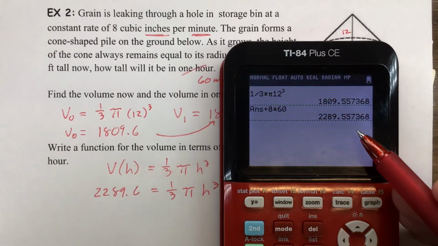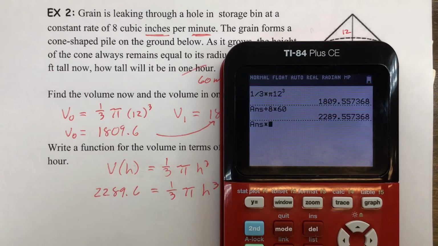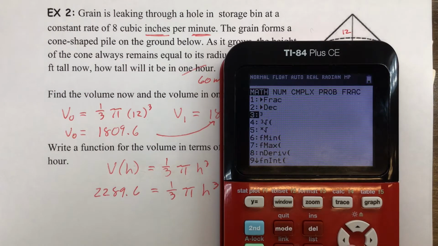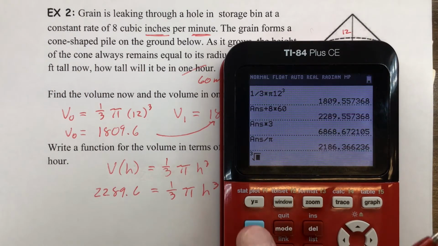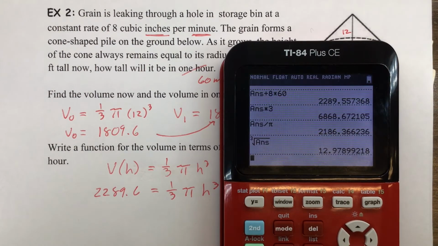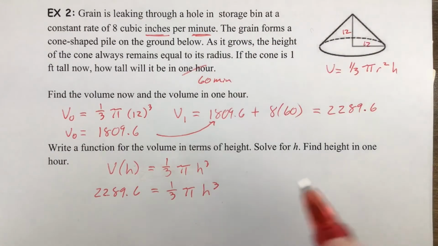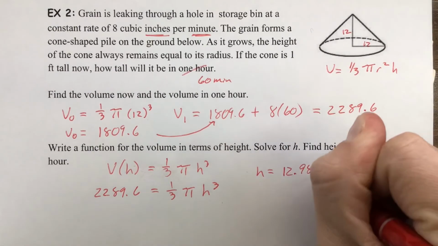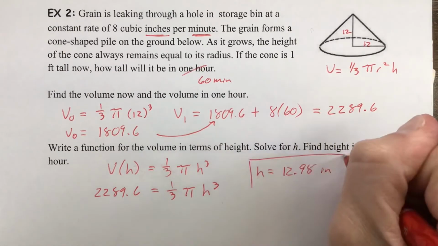All right, so we already have our current volume. Multiply that by 3, divide it by pi, go ahead and press enter. And from here, we're going to take a cubic root of that answer. And we get about 12.98, which would be inches.